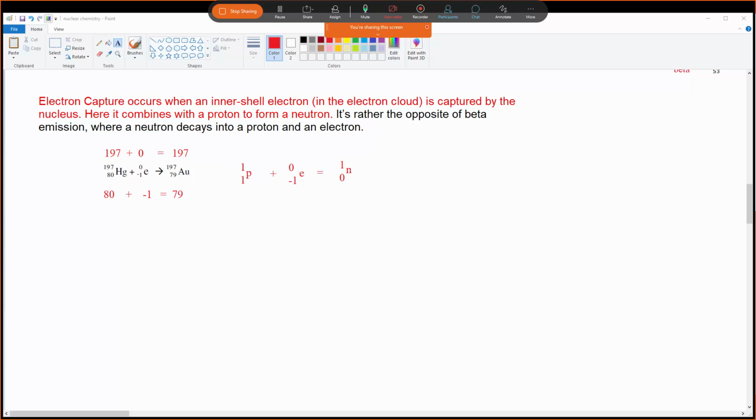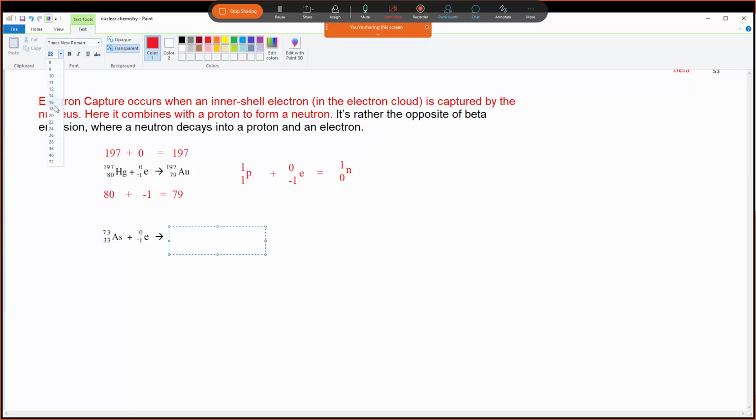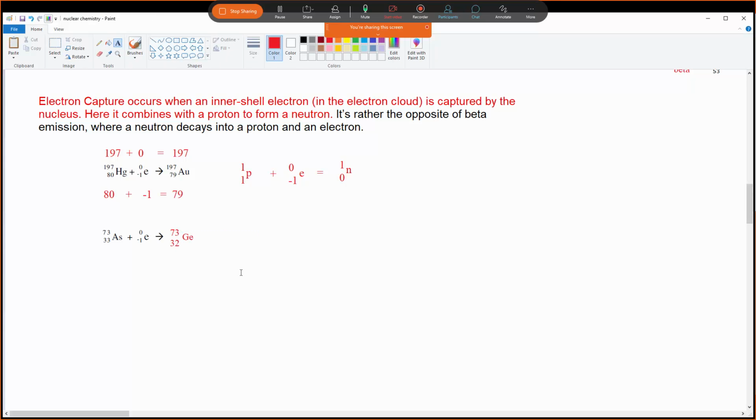All right, let's give you guys one. Arsenic 77 also decays by electron capture. Can you tell me what other species would be formed? Good, so we're going to have 73 plus 0 equals 73 on top, and 33 minus 1 equals 32 on the bottom. And then you just look at your periodic table for element number 32, and that's germanium, and there's your answer.